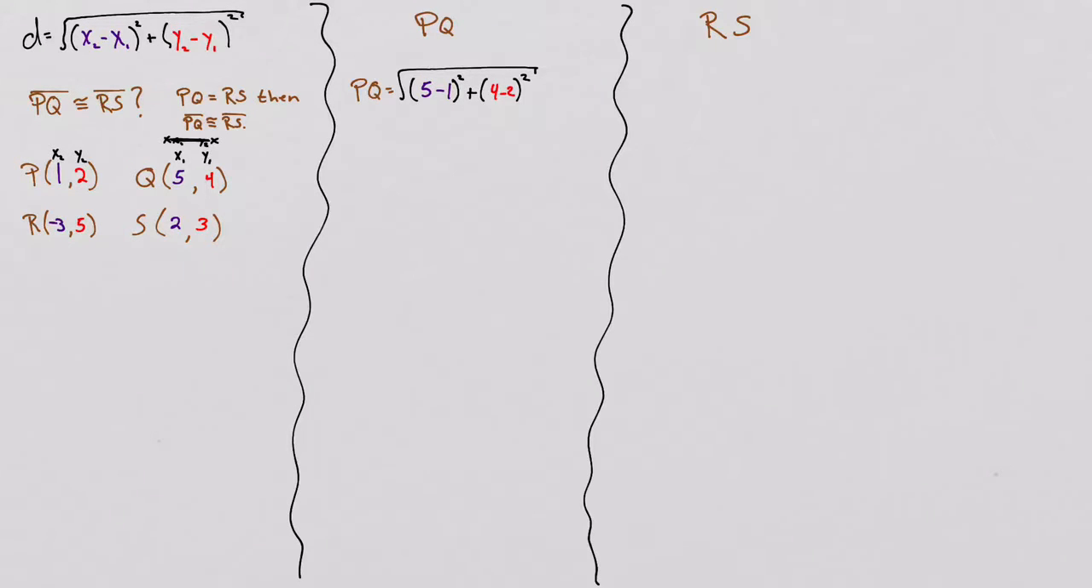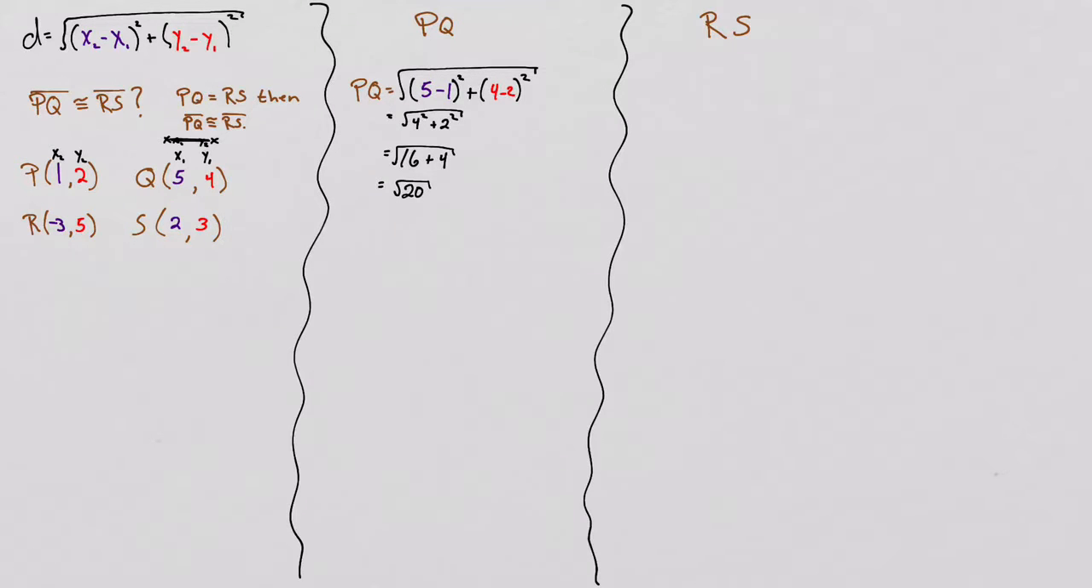All right. Now that we've gone through that, let's do some math here. So 5 minus 1 becomes 4. We're going to square it. And then 4 minus 2, we have to add. 4 minus 2 is 2 squared. And of course, we have to take the square root of it. Well, 4 squared is 16. And 2 squared is 4. Still have to take the square root. 16 plus 4 is 20. Still have to take the square root.